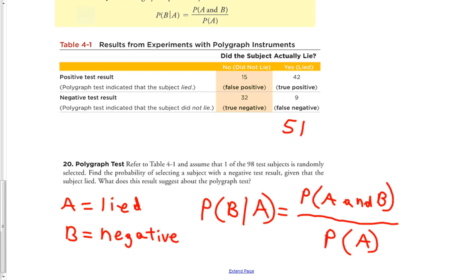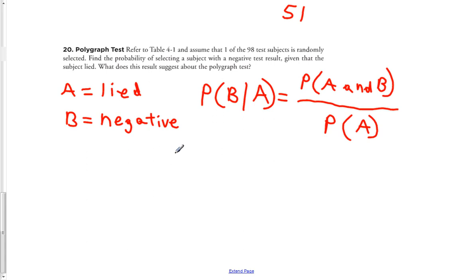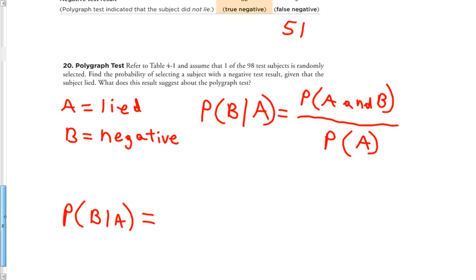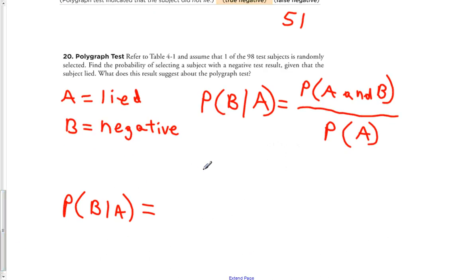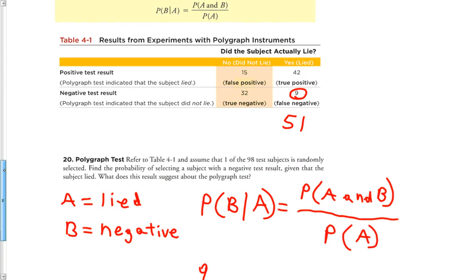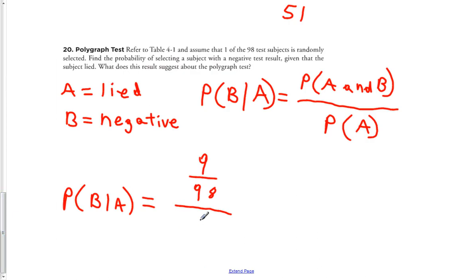So now we are going to find this probability. Let's give ourselves some more space here. What the rule says is that in order to find the probability of B given A, we take the probability of A and B, which, remember, were those 9 people who lied and got negative test results. So that's 9 out of 98. And we're going to divide that by the probability that somebody actually lied, the probability of A. How many people lied? 51 people lied out of a total of 98.